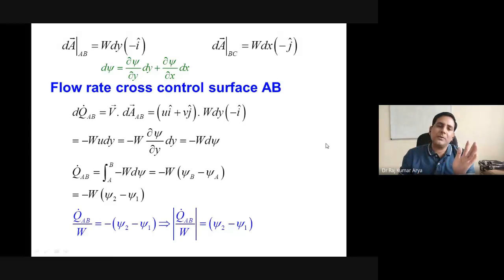This is what we did for the section AB. Now the same thing you do for section BC. So the area across the section BC is this: W into dx minus j cap. The d psi would remain the same function. The only thing is that in place of AB you will just write BC, here also you will write BC, here you write BC, and then substitute your dA_BC here. That will be W into dx minus of j cap.